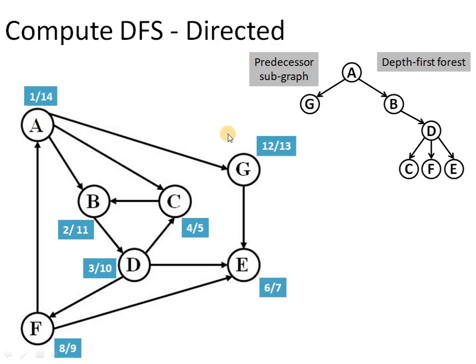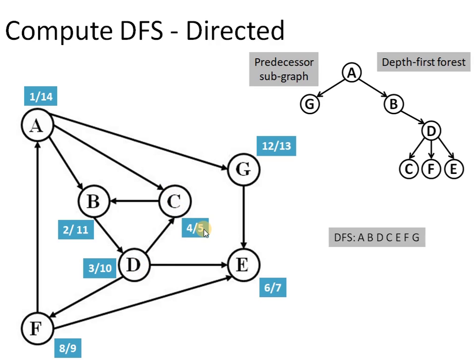Once we are done with this process, we have the discovery as well as finish time of all the vertices. Now we have to arrange these vertices in increasing order of their discovery time. So let's start. So DFS, we should have A first. So A is there. We have 1. Then 2, B should be there. So after A we have B. Then we have 3, D. Then 4, C. And 5, it is the finish time of C.